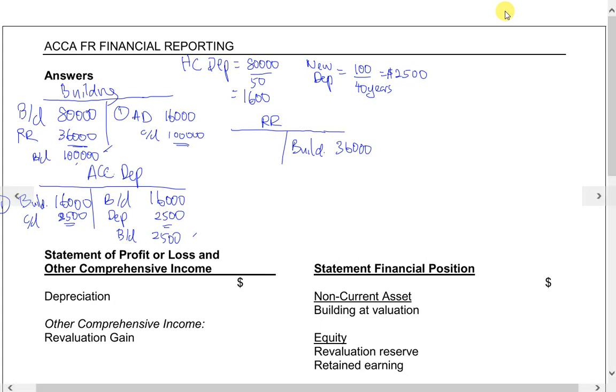2,500. Debit depreciation. Depreciation debit 2,500, which is an expense. I didn't show it. Credit accumulated depreciation. This one? Then 116 minus 16.